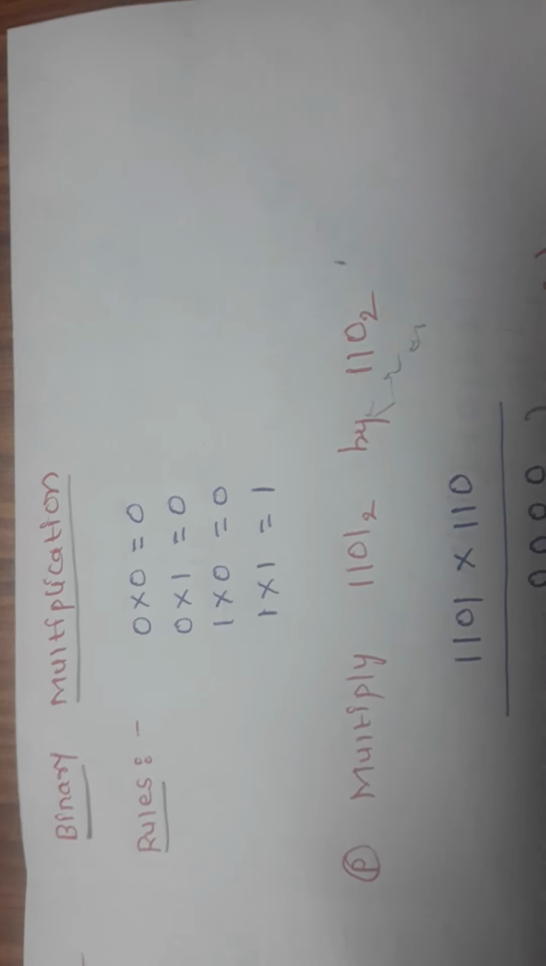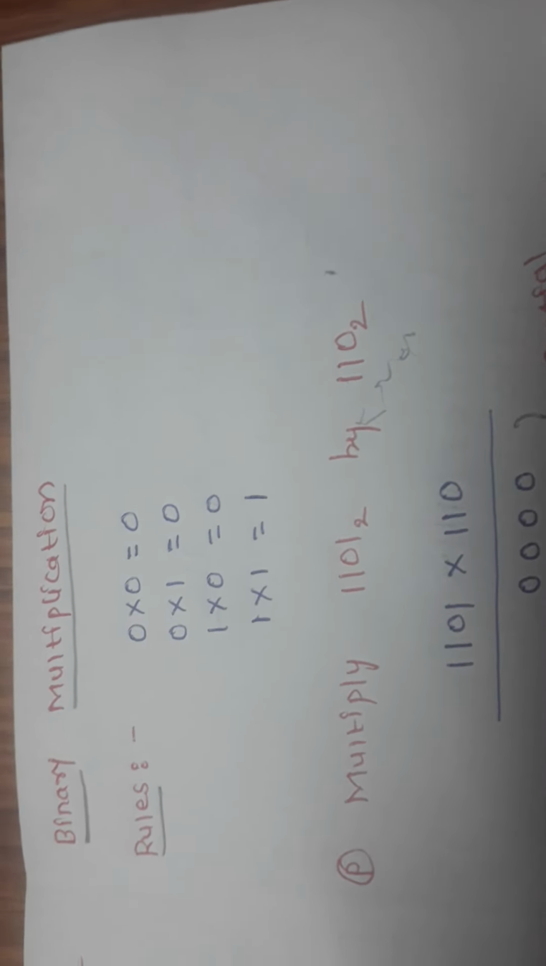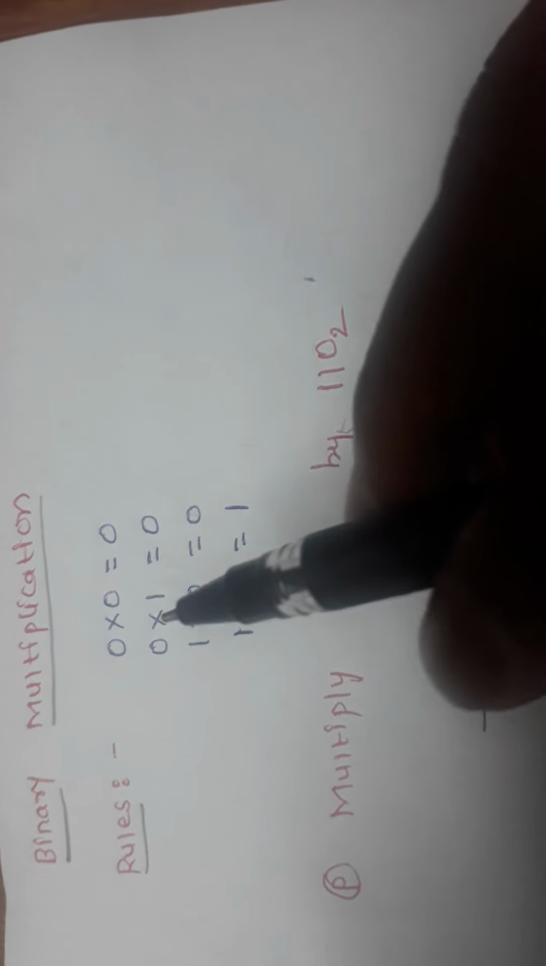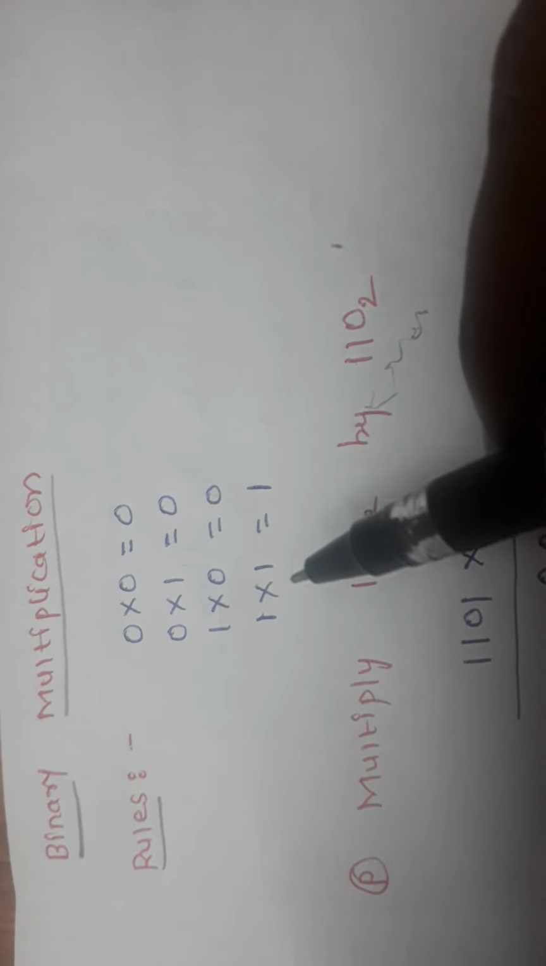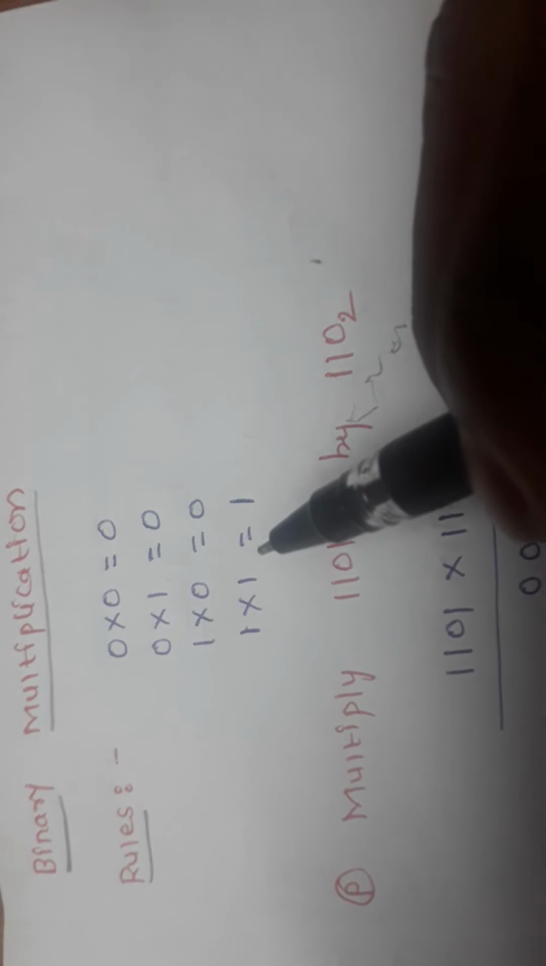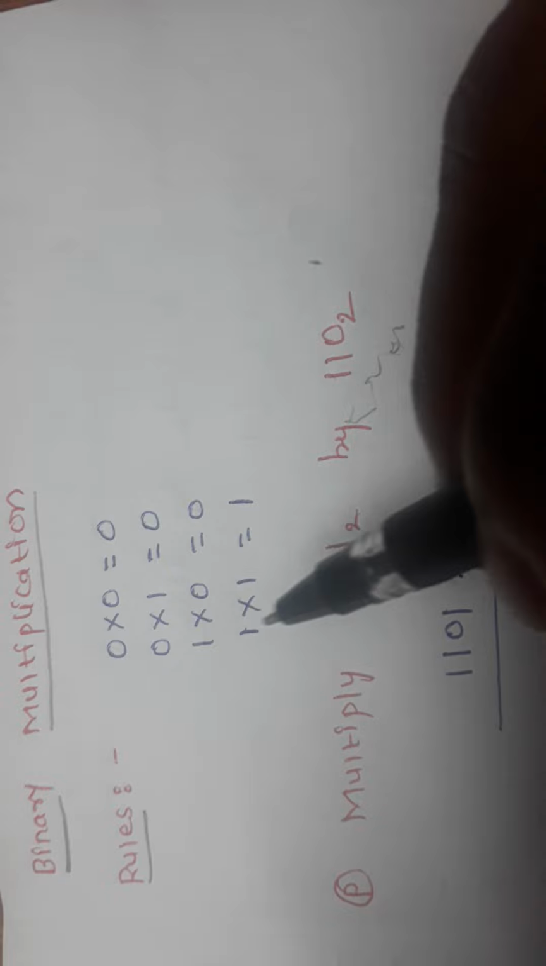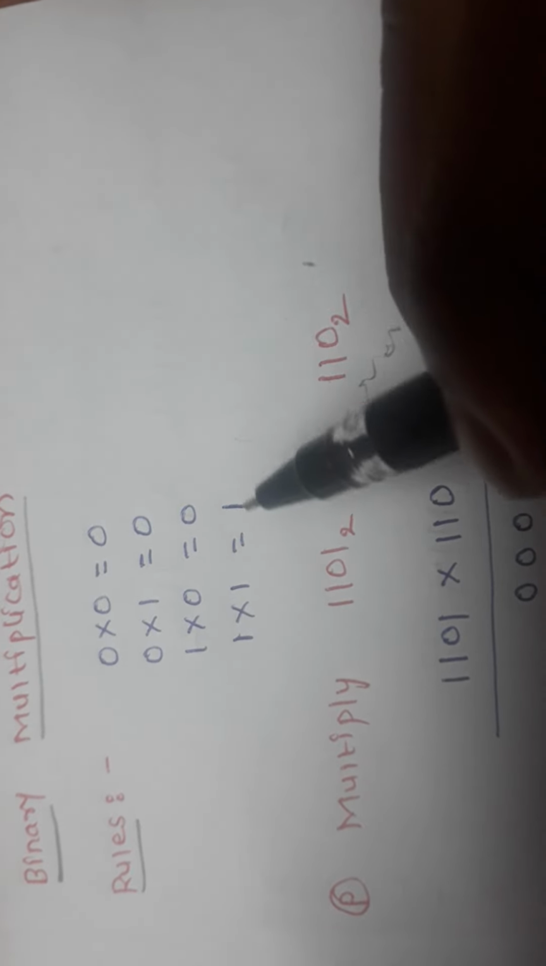Now let us look at binary multiplication. Here these are the rules in binary multiplication. 0 into 0 is equal to 0, 0 into 1 is equal to 0, 1 into 0 is equal to 0, 1 into 1 is equal to 1. That means simply if you are multiplying with 1, then only you can get 1. If you multiply with 0, in the remaining cases it is equal to 0.